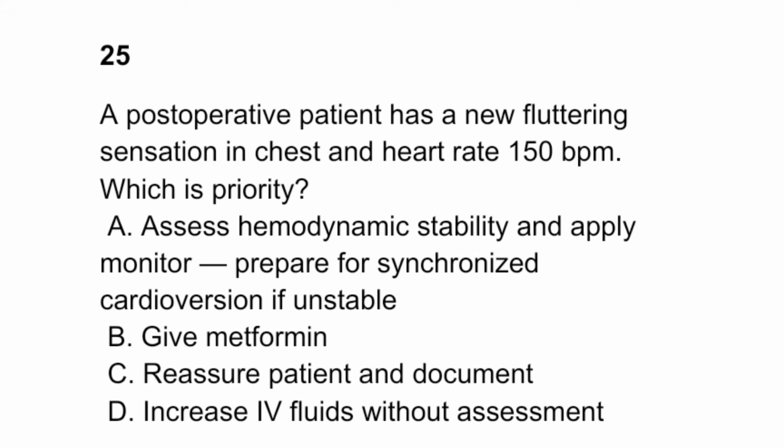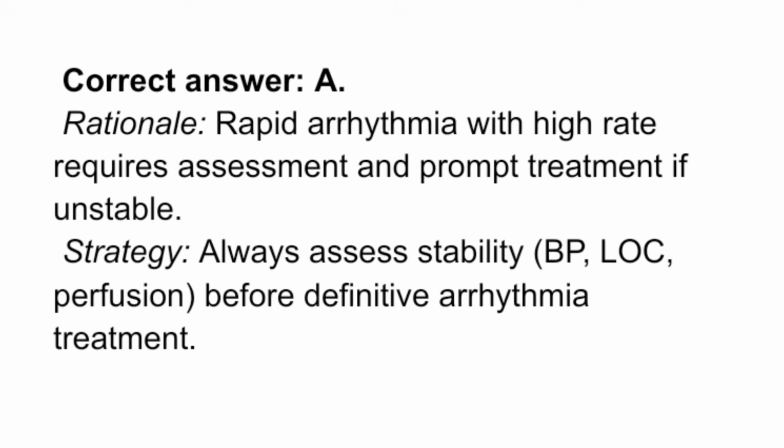25. A postoperative patient has a new fluttering sensation in chest and heart rate 150 bpm. Which is priority? A. Assess hemodynamic stability and apply monitor, prepare for synchronized cardioversion if unstable. B. Give metformin. C. Reassure patient and document. D. Increase IV fluids without assessment. Correct answer, A. Rationale: rapid arrhythmia with high rate requires assessment and prompt treatment if unstable. Strategy: always assess stability, BP, LOC, perfusion, before definitive arrhythmia treatment.